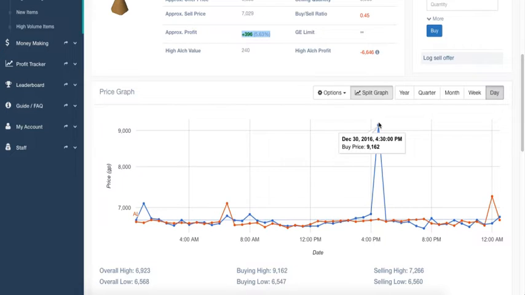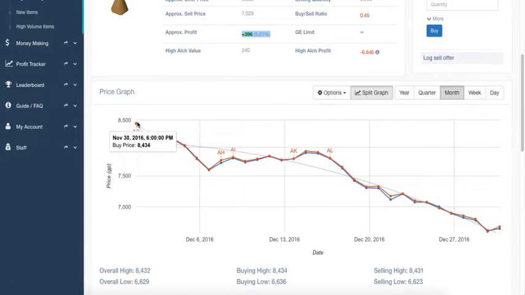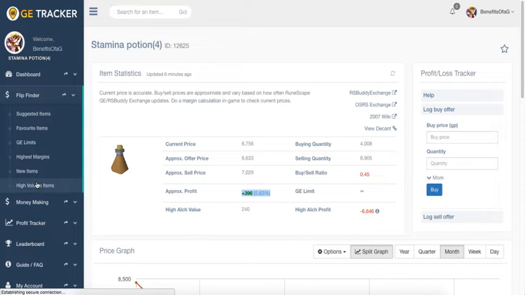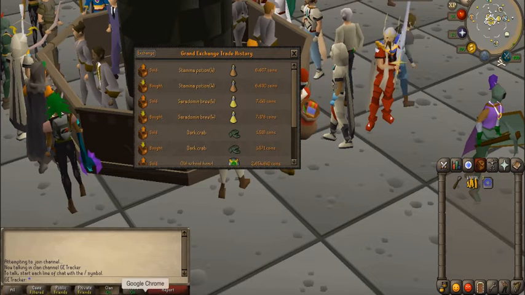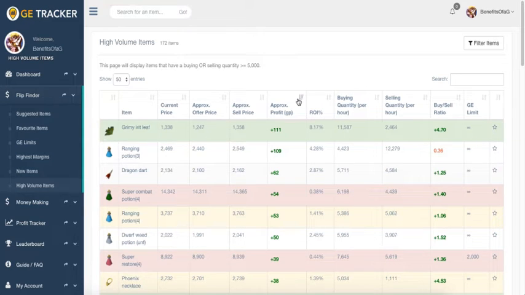Maybe you'll get one buy offer off of that, but showing the monthly graph here, the long-term trend is going down. So you're not going to see that 9K price that you were seeing on the day or weekly time graph. But why don't we go back here and look at another item to see an example. Just going to click on this. Okay, and right now it's showing me a grimy irit leaf.